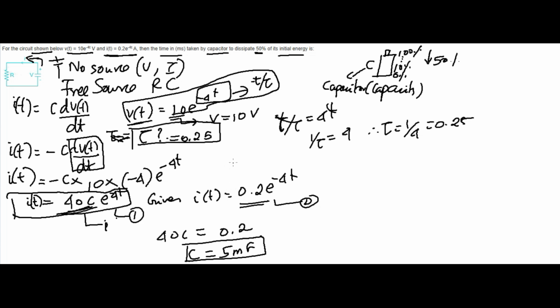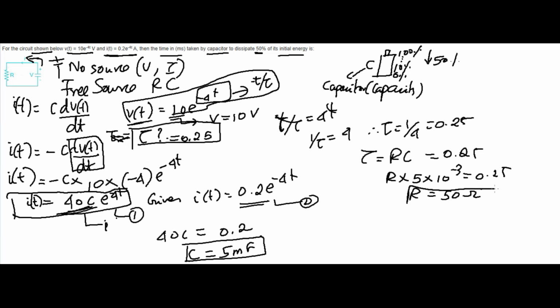So from this you want to know tau. Tau we already know is 0.25. If you do so also, the same will come. So tau is equal to RC, that is the formula. What is the tau value? 0.25. So that means R into the capacitor, 5 mF, 5 into 10 to the power minus 3, which is equal to 0.25. So if you do the calculation, R is equal to 50 ohm exactly.